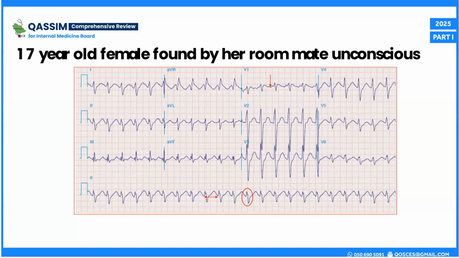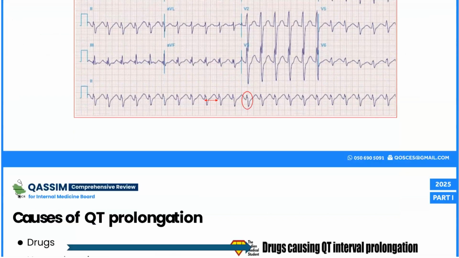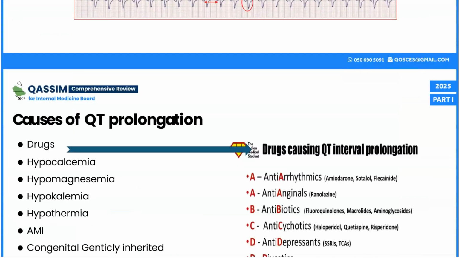They tend to present with unconsciousness or syncope, or even sudden cardiac death could be their first presentation. Long QT could be managed with a simple beta blocker unless you survive a cardiac arrest. So what are the causes of QT prolongation? We know that anything more than 460 in both genders tends to mean a QT prolongation.